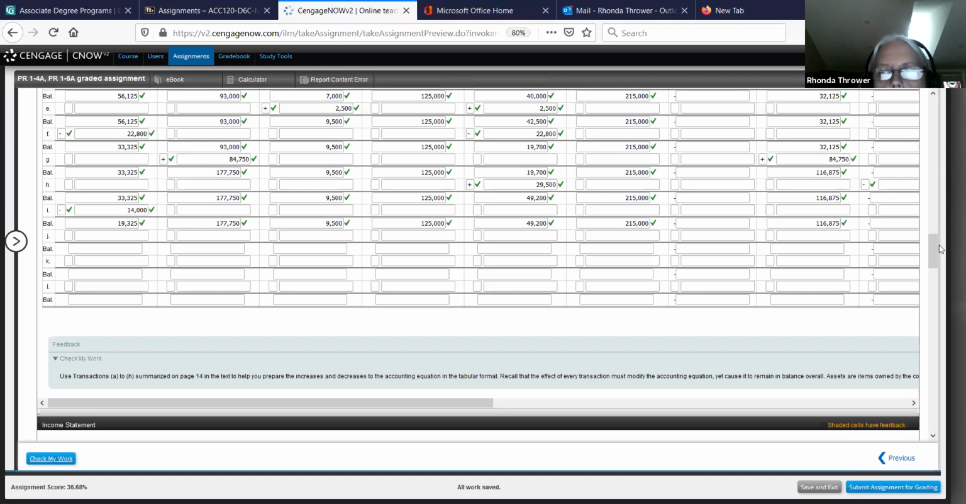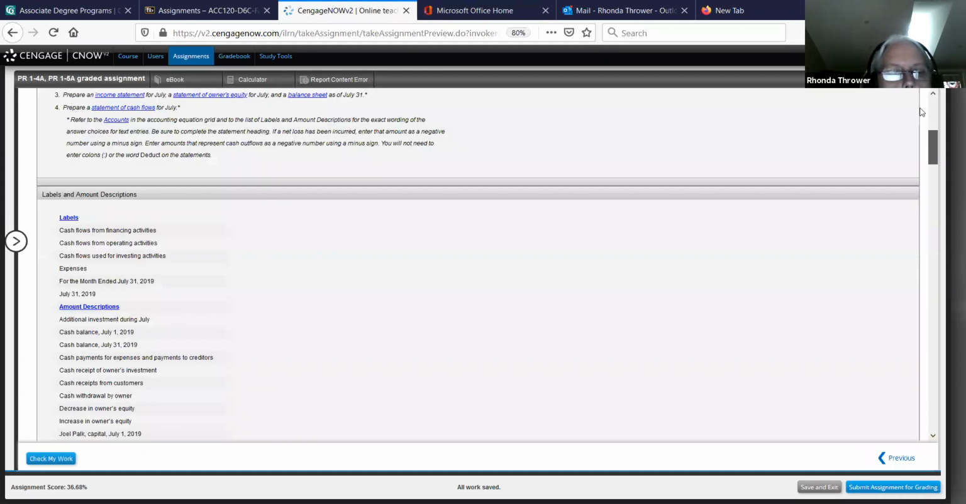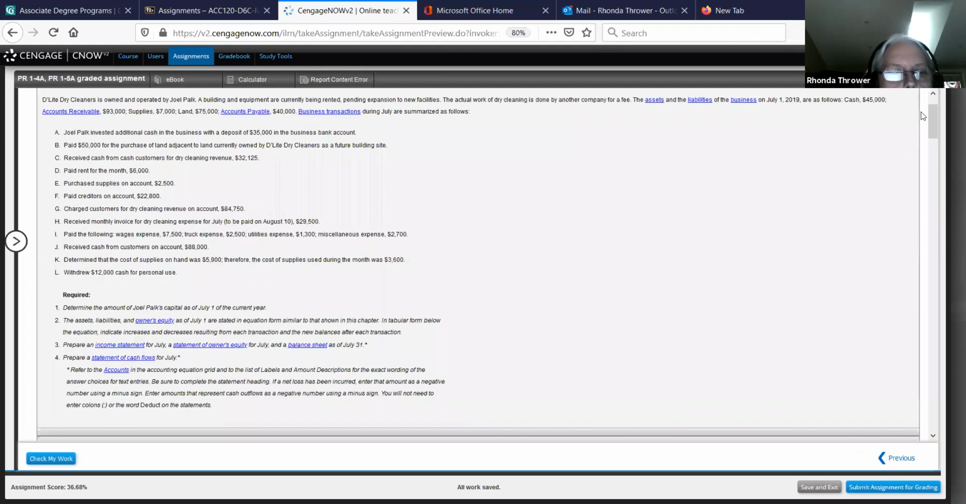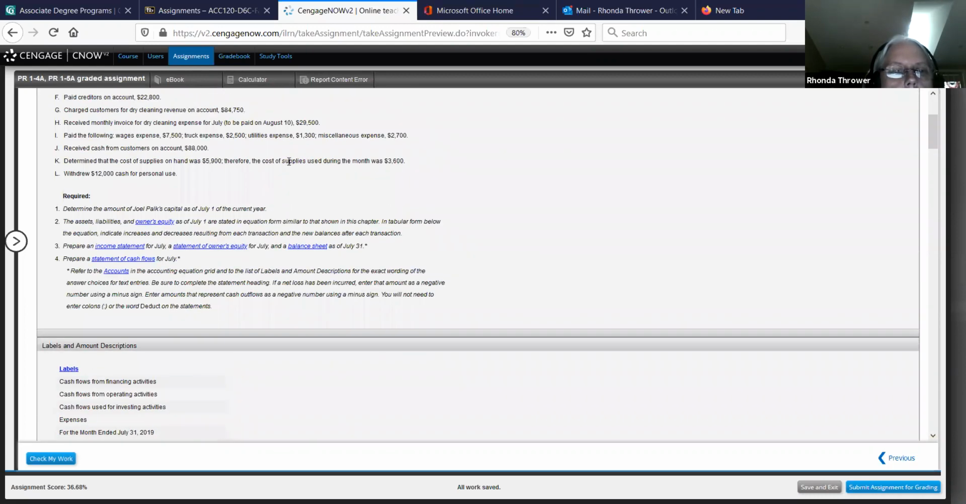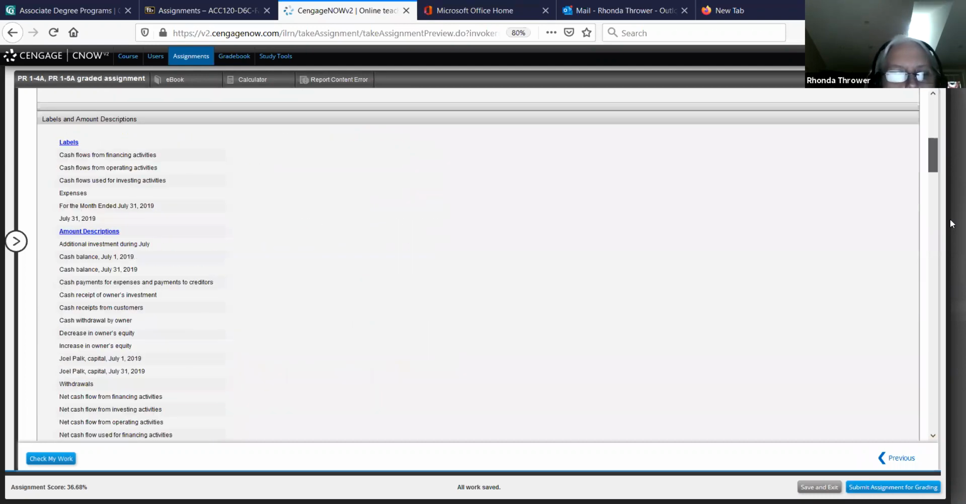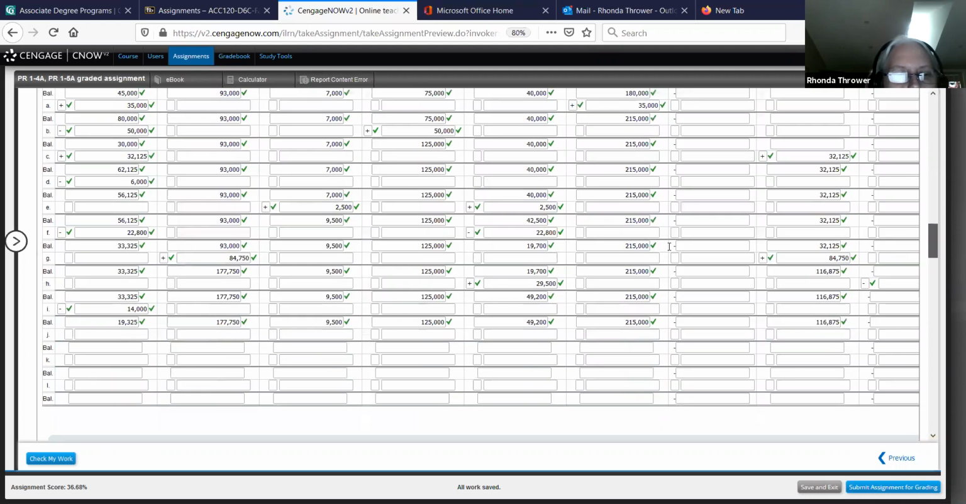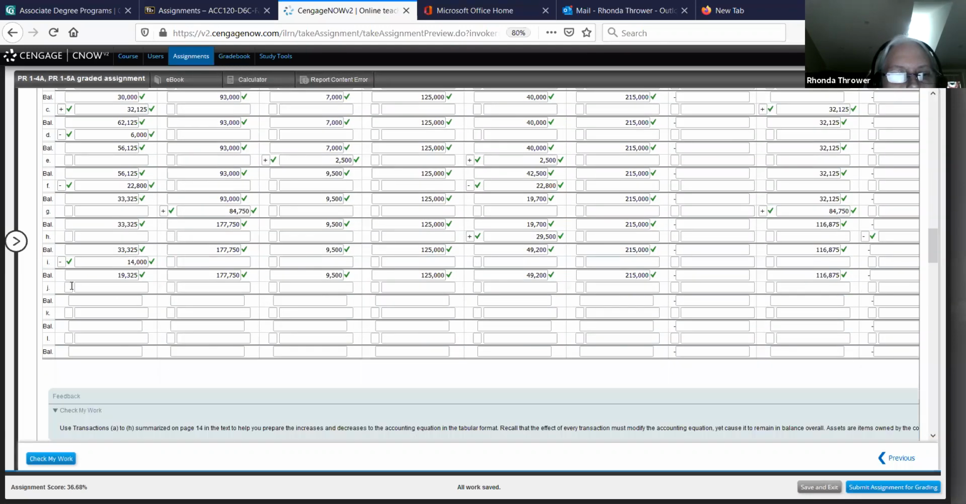And then we're going to do J. So in J, it says we receive cash from customers on account. It tells us that we are receiving cash. The amount was $88,000. So for J, we're going to put a plus 88,000 to our cash account.